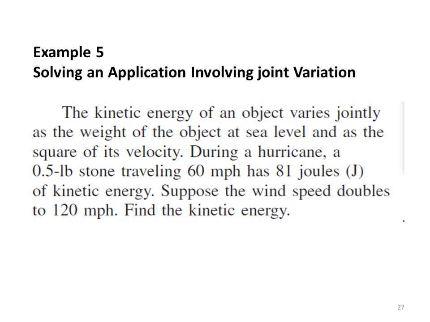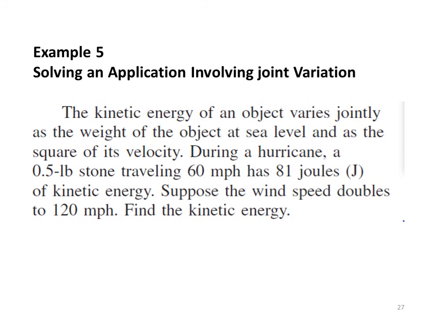During a hurricane, a 0.5 pound stone traveling at 60 miles per hour has 81 joules. The energy is 81 joules of kinetic energy. Suppose the wind speed doubles to 120, find the kinetic energy. Now you have joint variations. We will do the same steps.